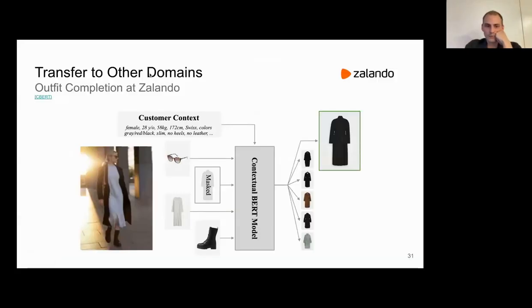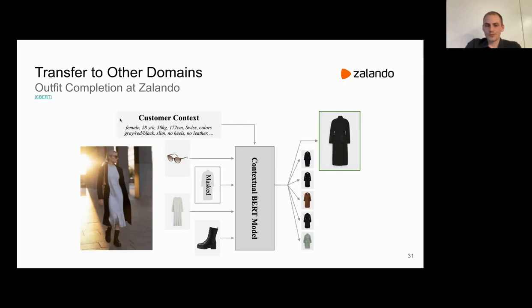Another example from Zalando is outfit completion. Sometimes we have these outfits and one of the articles goes out of stock, and then we want to predict a replacement for an article. And that's exactly what BERT is very well suited for. Here's the original outfit, and we would just remove the article that's out of stock, and BERT would give us a couple of predictions.